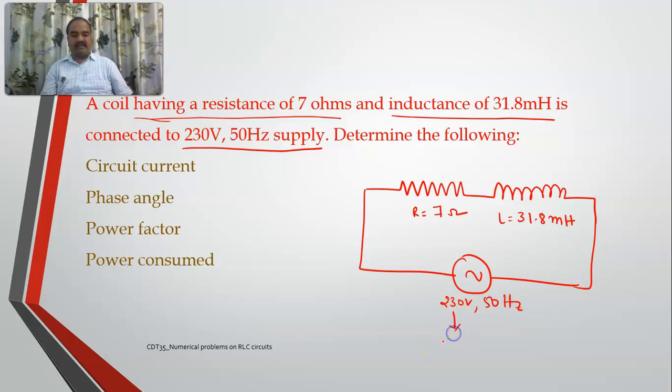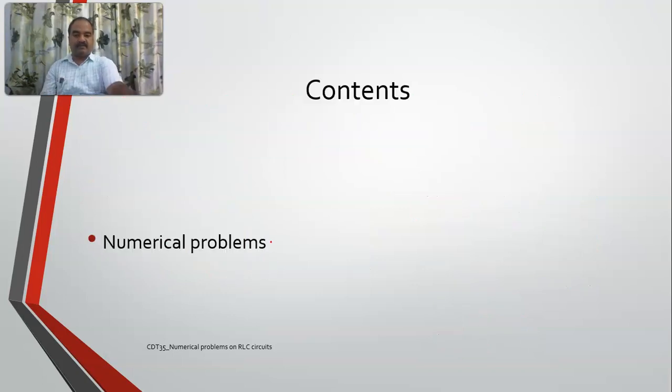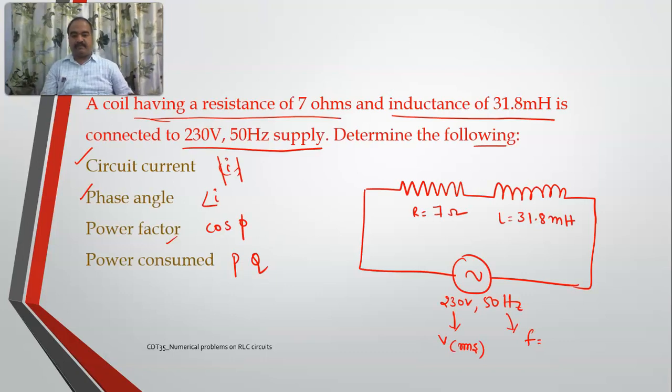which means it is voltage RMS value, and this is frequency. Now what they are asking us to determine is the circuit current, which means I, the phase angle of the circuit current, which means they might be asking us magnitude of phi and also angle of phi, and power factor, which is cos phi, and the power consumed, both P and Q. The active power is VI cos phi, and reactive power is VI sin phi. These two you should calculate.